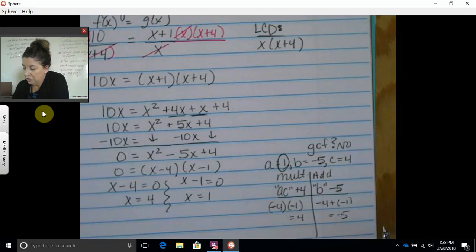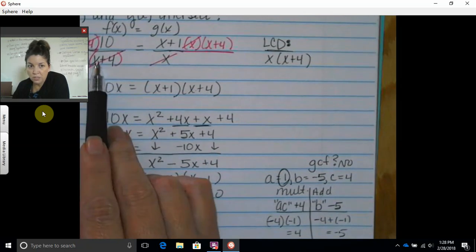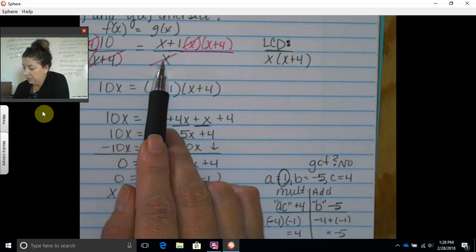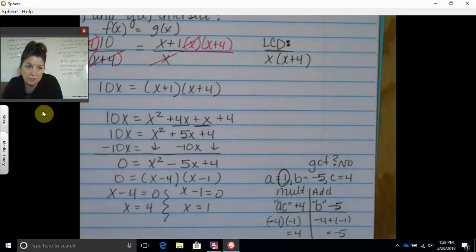Are either of those extraneous? Is 4 extraneous? If I substitute in a 4, does 4 plus 4 give me 0? No. And if I put in a 4 there, I'm good. If I plug in a 1 or substitute in a 1, am I going to get a 0 anywhere? Okay. So those are the x values of the solution. That means that your functions intersect 2 times because I have 2 values for x.